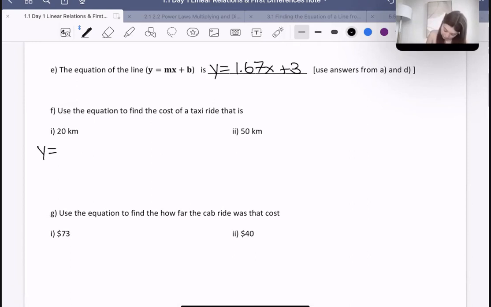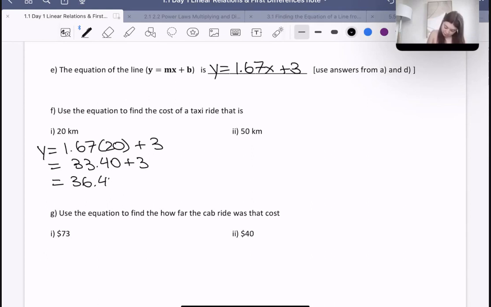So y would be equal to 1.67 times 20 kilometers plus 3, which is 33.40 plus 3, which is 36.40. So therefore, it would cost $36.40 to take a taxi for 20 kilometers.